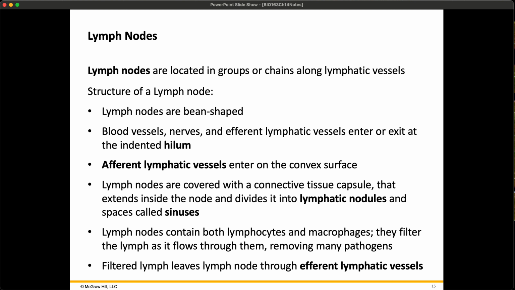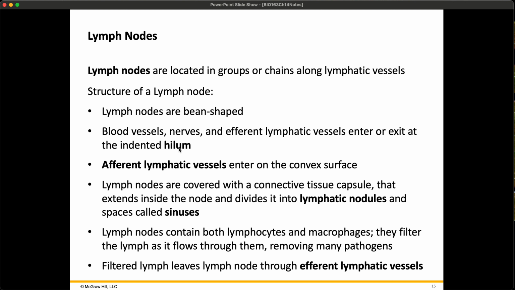And so just by doing that straightforward palpation of the lymph nodes, it can be somewhat diagnostic and help the doctors. So lymph nodes are very small. They're these little bean-shaped nodules. They have blood vessels, nerves, and vessels entering or exiting at what they call the hilum. So we've seen this structure many times before.